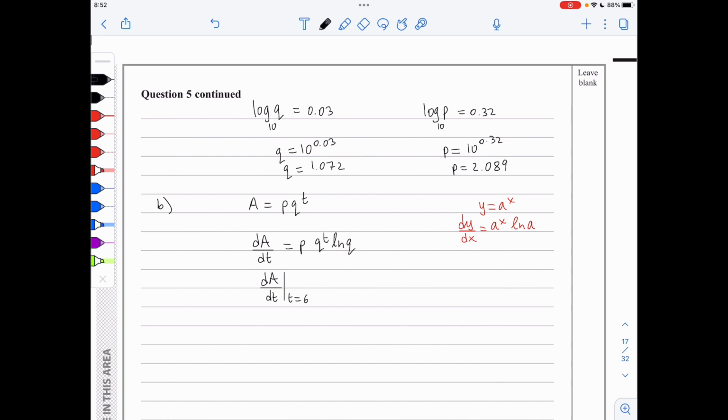I will now substitute the value for p, 2.089 times 1.072 to the power of 6, ln of 1.072. Plug everything on the calculator, we get 0.22 square meters per day.